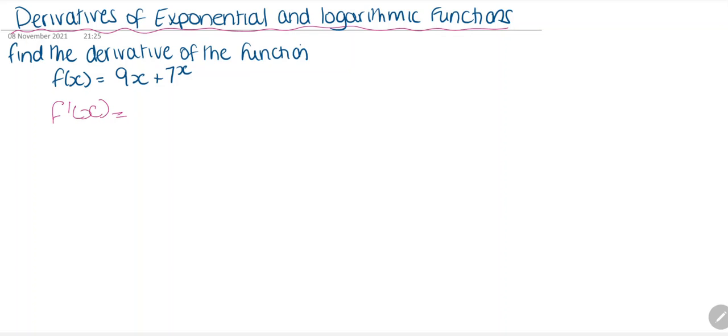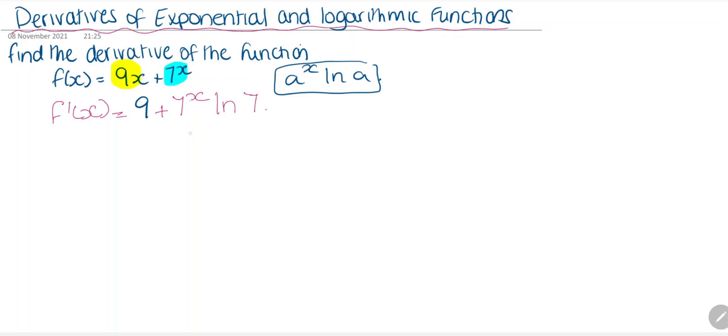so we have the derivative of our first term. If we take the derivative of this, it's just going to be 9. And then we're going to take the derivative of our second term. So when we have 7, this is going to be using a to the x, ln a. So then we're going to have plus, we write it the same, our a to the x, and then we're going to multiply by ln a, which is going to be ln 7.